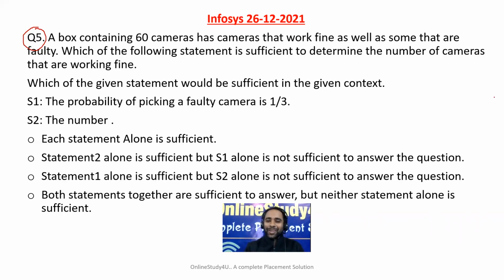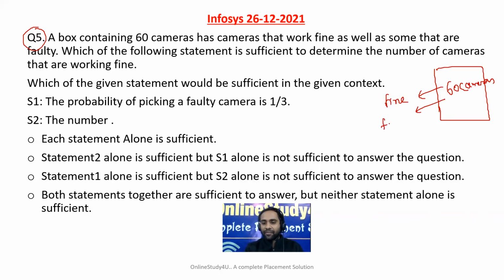Okay, now a box contains 60 cameras. A box containing 60 cameras has cameras that work fine, as well as some that are faulty. So out of 60 cameras, some are fine and some are faulty. Which of the following statements is sufficient to determine the number of cameras that are working fine? There are two statements given. The first statement, here there is a missing statement, right?